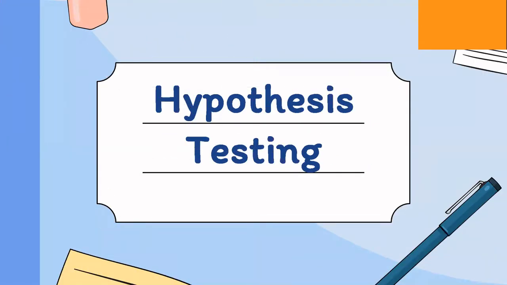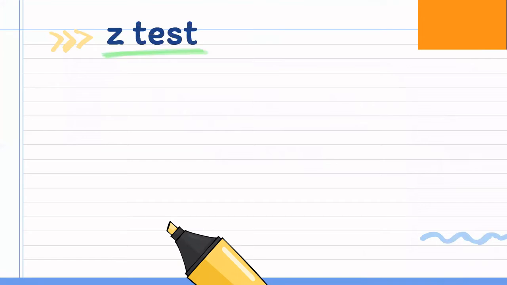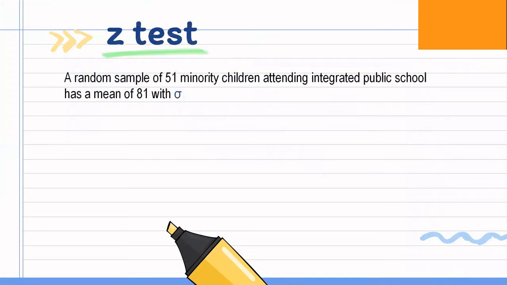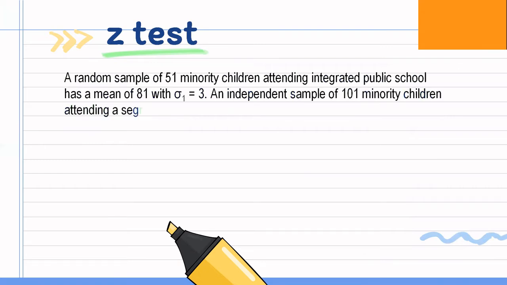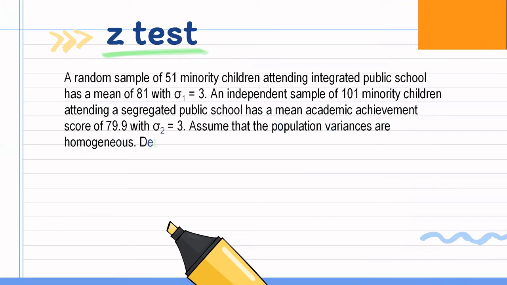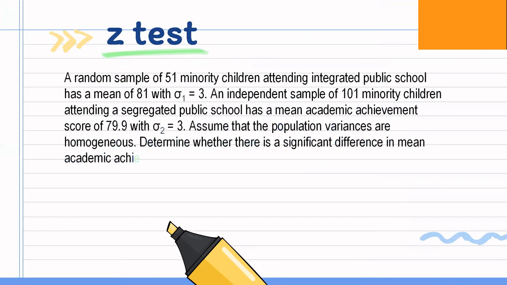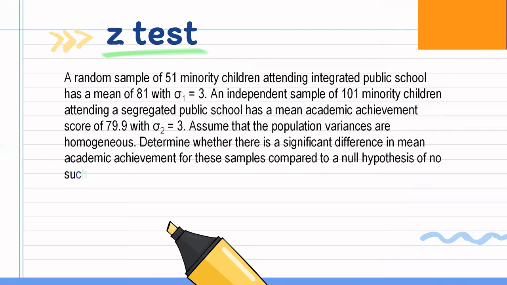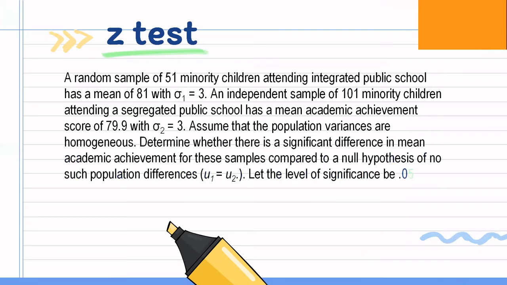Now let's look at some examples of hypothesis testing using the formulas that we talked about a while ago. For z-test, a random sample of 51 minority children attending integrated public school has a mean of 81 with standard deviation of 3. An independent sample of 101 minority children attending a segregated public school has a mean academic achievement score of 79.9 with standard deviation of 3. Assume that the population variances are homogeneous.